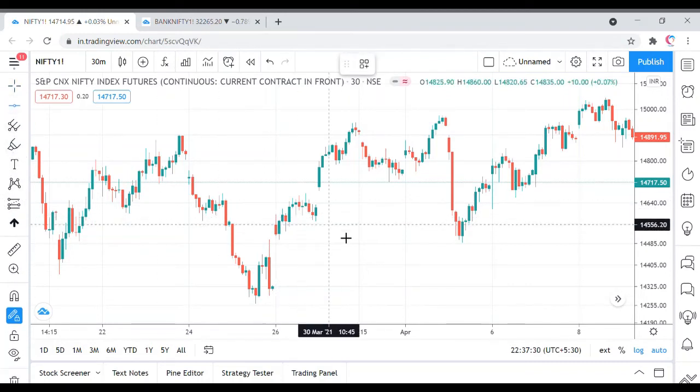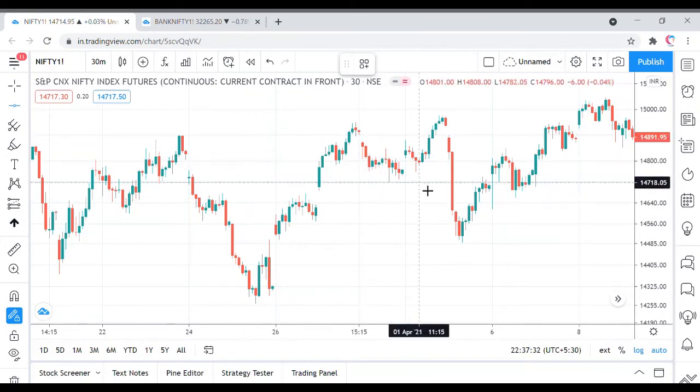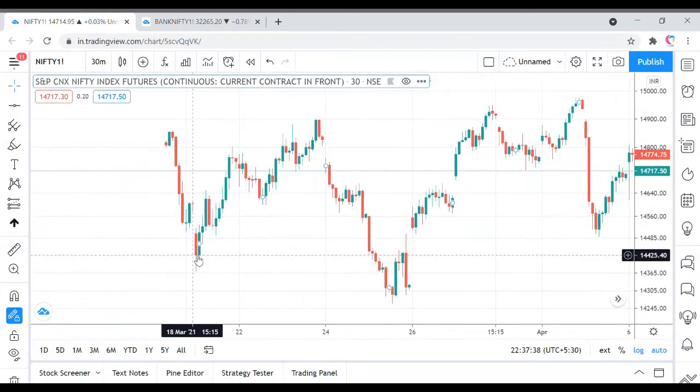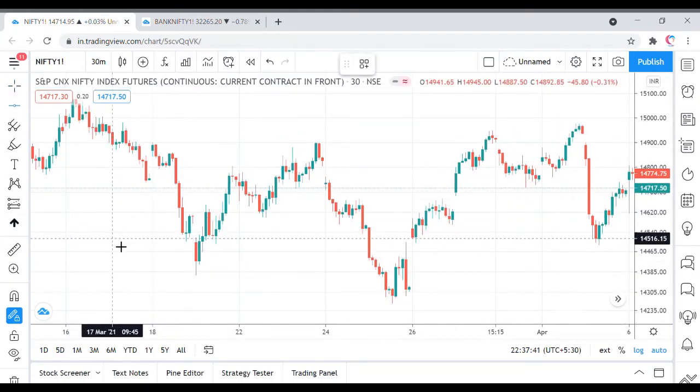Okay, so we'll choose any day. Okay, so we'll choose 19th of March. 19th of March, Nifty futures contract, first candle, gap down, and we'll mark the high and the lows of the contract.